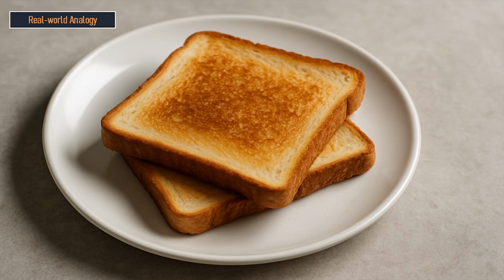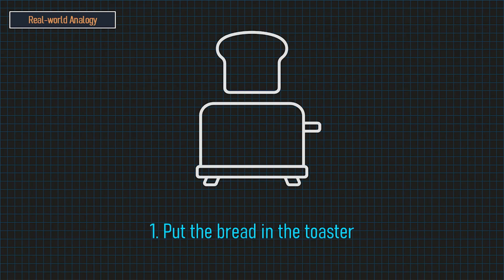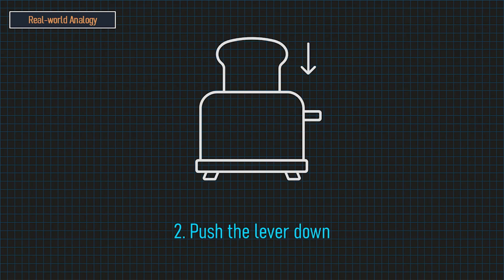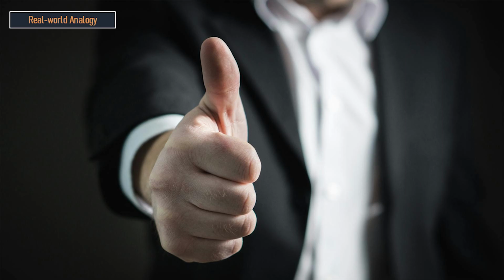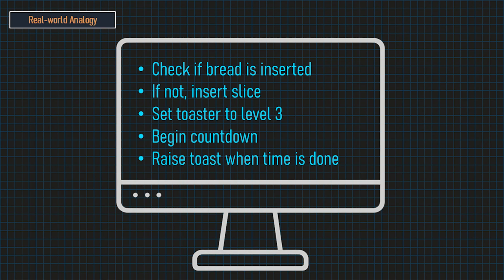Imagine you want to make toast. You would do something like put the bread in the toaster, push the lever down, wait, and then remove the toast. That's a human-friendly version. A program would need something way more specific, like check if bread is inserted, if not, insert slice, set toaster level to 3, begin countdown, raise toast when time is done. That's the level of detail and precision that computers expect.